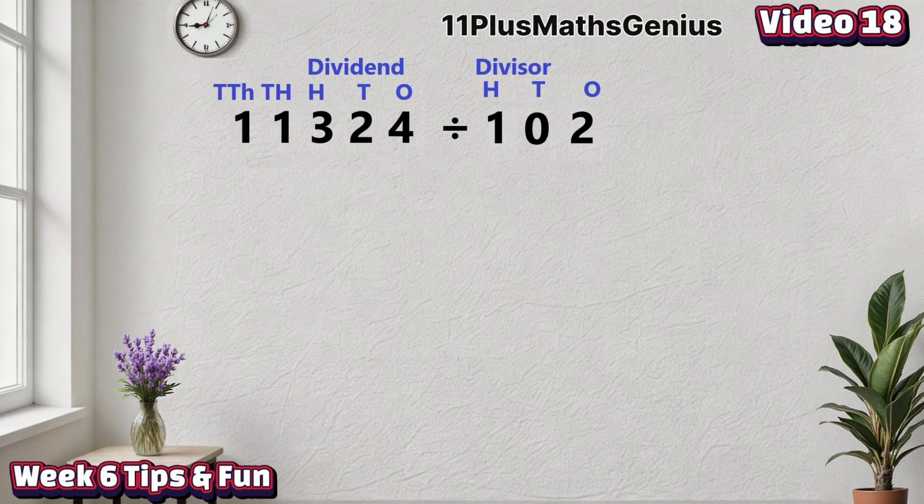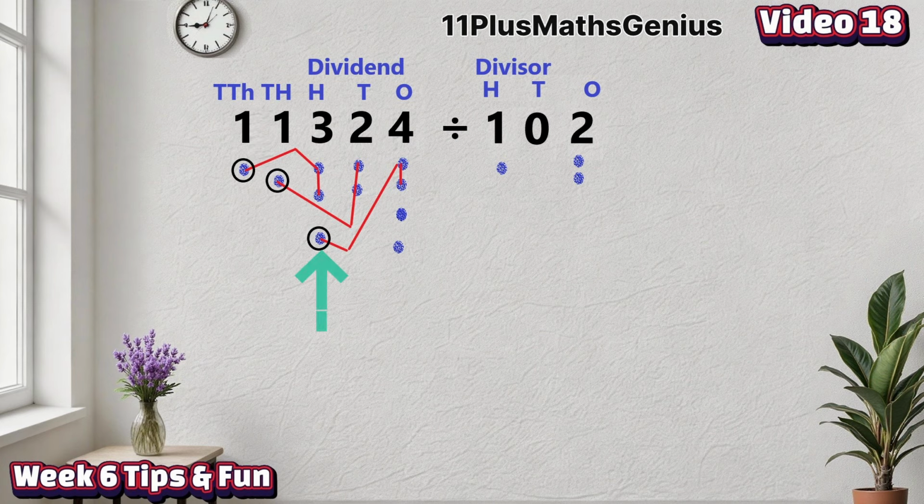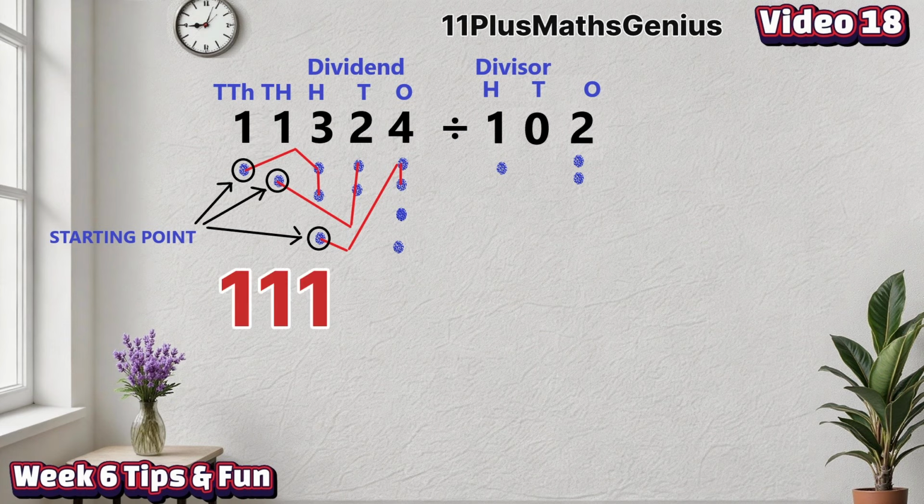11324 divided by 102. We connect 1 dot from the first column, skip the second column, and connect 2 dots from the third column. We repeat the process. We connect 1 dot from the third column, skip the fourth column, and 2 dots from the fifth column. We have 1 starting point in columns 1, 2, and 3. In the fifth column, we have 2 remaining dots, so the answer is 111 remainder 2. Amazing, isn't it?